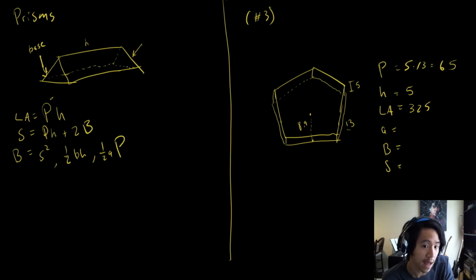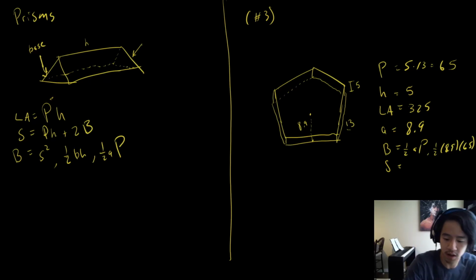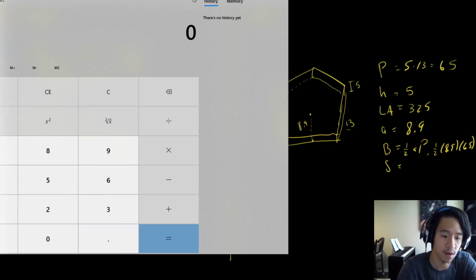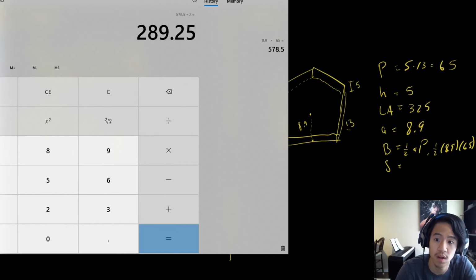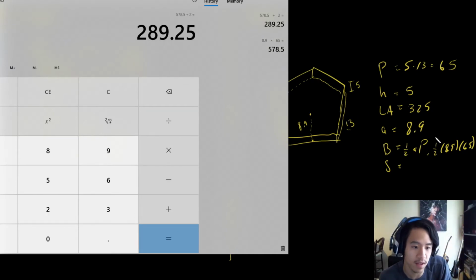Our A, this stands for apothem because we have a regular polygon. So this is going to be 8.9. Our base is going to be 1/2 AP. So 1/2 AP. Let's just plug these numbers in. So we got 1/2 times 8.9 times our P is 65. So let's take our calculator out. I can't do that in my head. So we got 8.9 times 65, and that's times 1/2, so divided by 2. So 289.25.